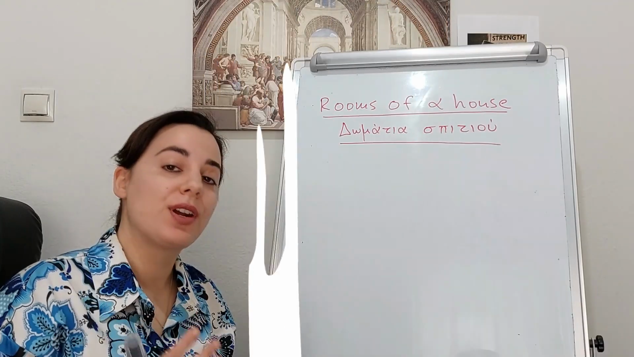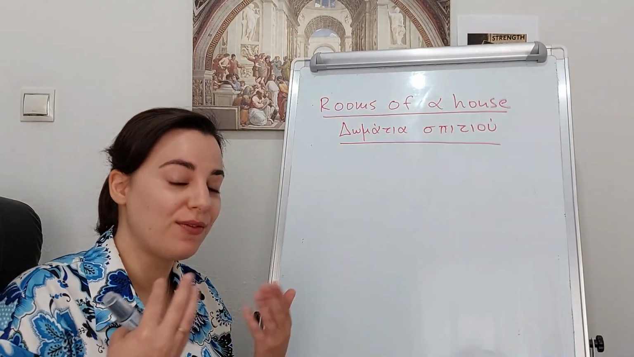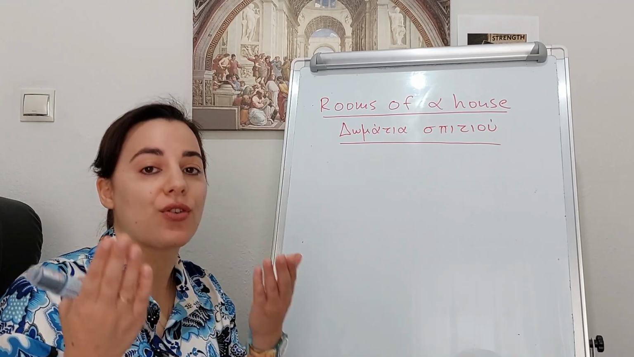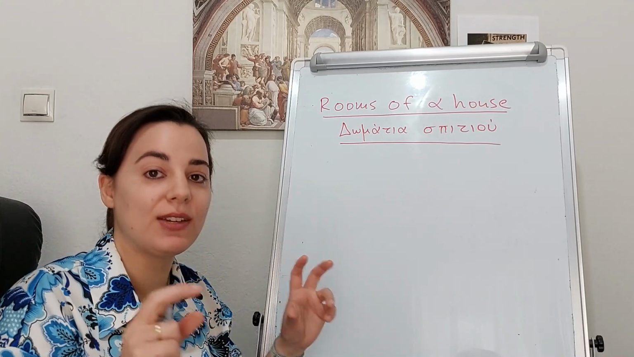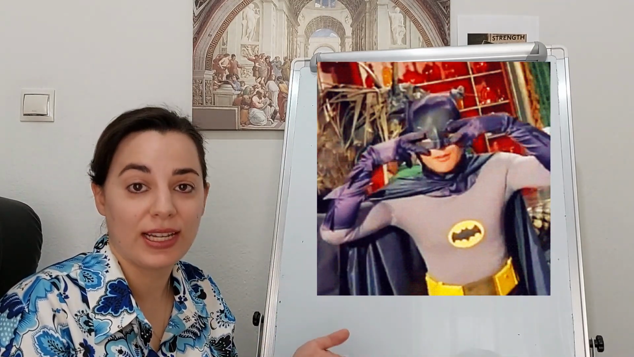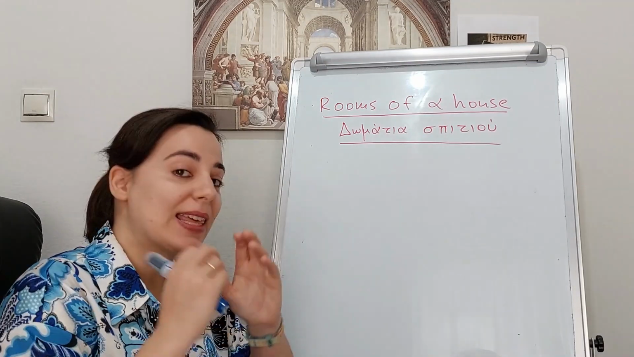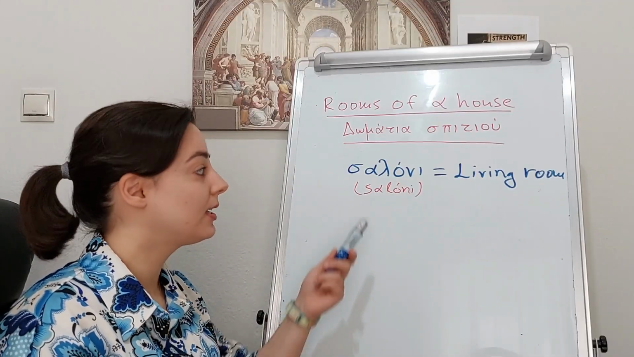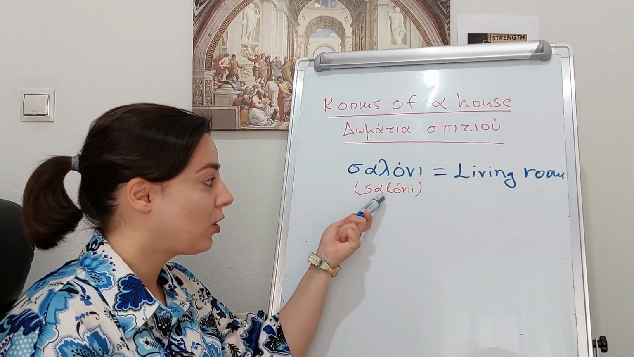So, let's see the first room that you live in and you enjoy your company, your guests. You accept your guests in there. You have a big TV screen and you may watch TV series, Netflix, etc. The living room. The living room in Greek is called saloni. Saloni.